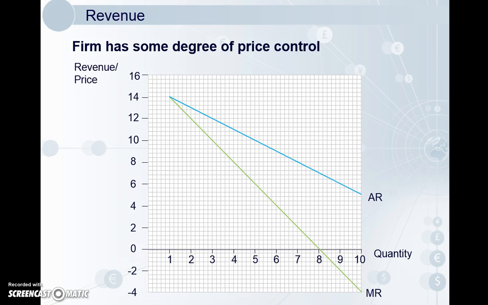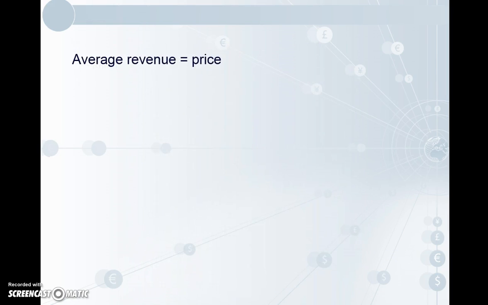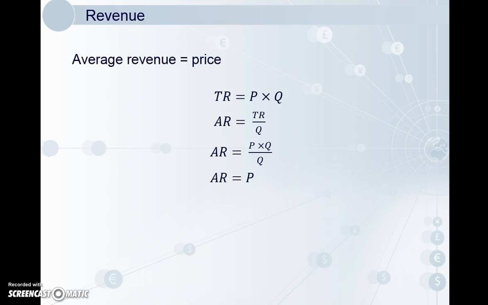Something you may not have noticed is that average revenue is equal to the price. It's also the demand curve, but we'll get into that later. We know that average revenue is equal to price because total revenue equals price times quantity, and we also know that average revenue is total revenue divided by quantity. Some simple substitution, and we see that AR equals P, average revenue equals price.